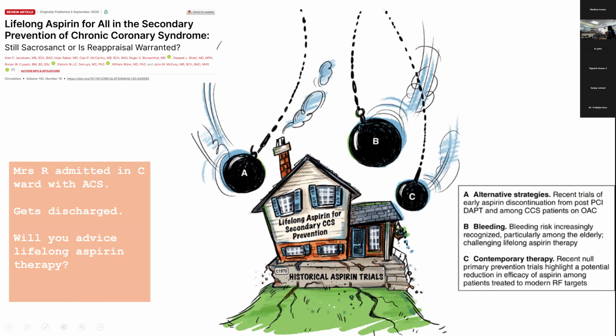Now we'll give an example. There's Mrs. R who's admitted in C ward with acute coronary syndrome. She gets discharged. How many of you will advise lifelong aspirin therapy for her? All of us. So actually, the basis for this recommendation for lifelong aspirin for secondary prevention is historical aspirin trials from 1970. Now that is being questioned because now you have PCIs and patients might be on oral anticoagulation.